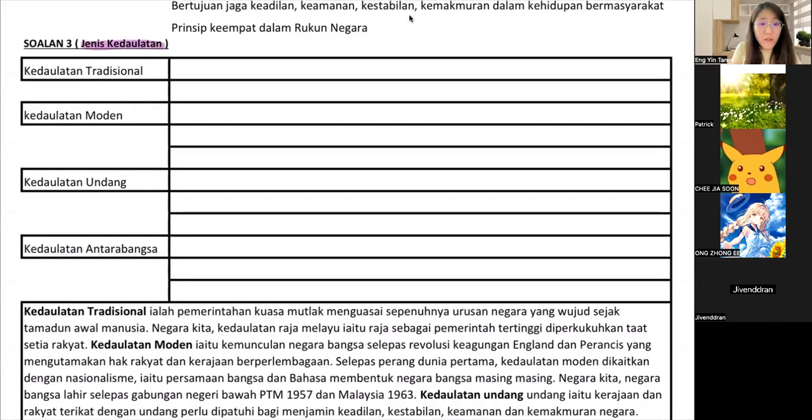Chinese traditional, modern. What do you remember? Just what I mentioned. Undang, antarabangsa. Write anything you remember, like how we mentioned the Malay words. Write. So every time you time yourself like this, you can see progression. Okay?